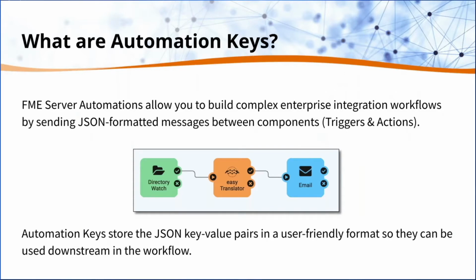Automations themselves allow you to build enterprise integration workflows. FME Server can receive messages, which are stored in a JSON format, from external events. And then they can trigger workspaces to be run in real time, processing the information that is stored in these messages. So an automation key is what can be used to pass this information through the different automation components. The JSON is flattened and the key value pairs are stored in these automation keys. Next, I'm going to break down the 4 different key types and why you might choose to use them.